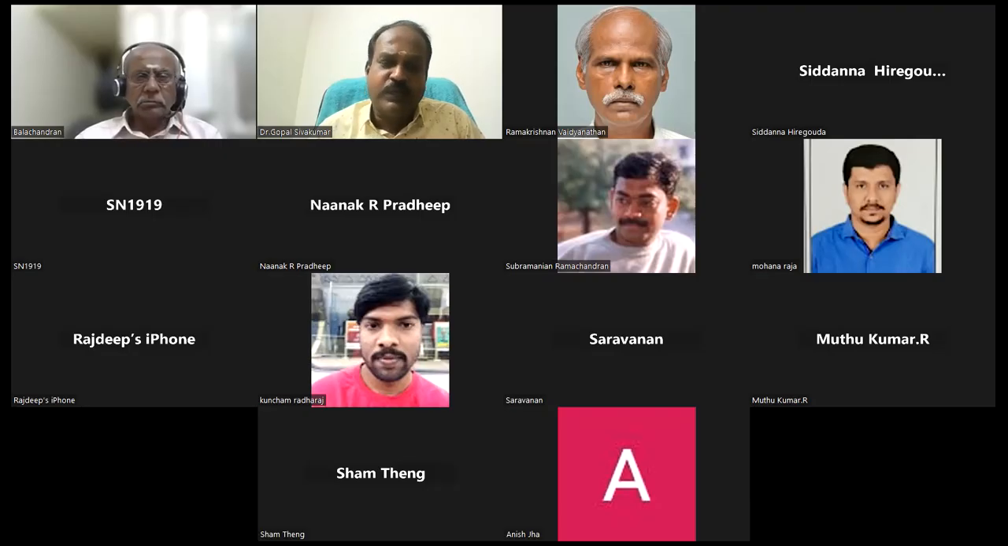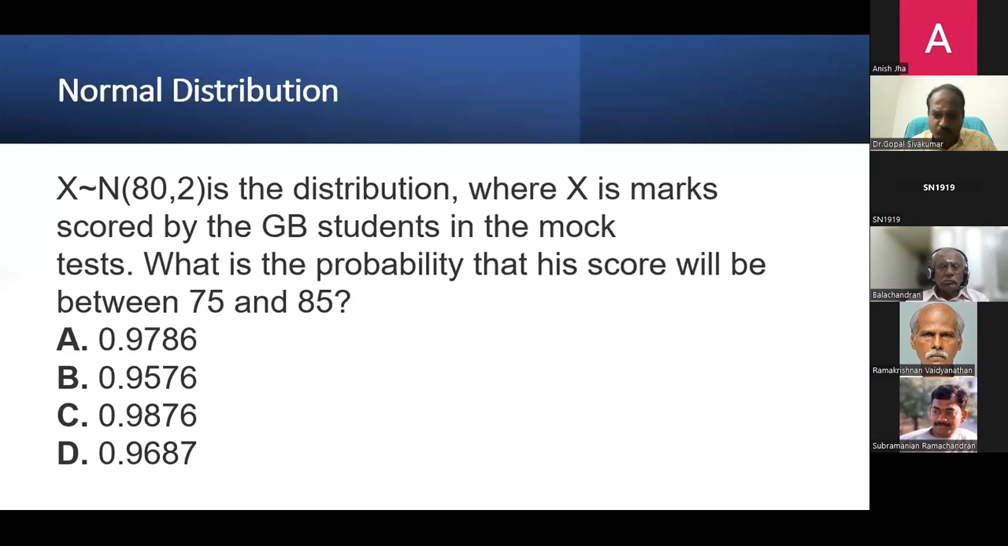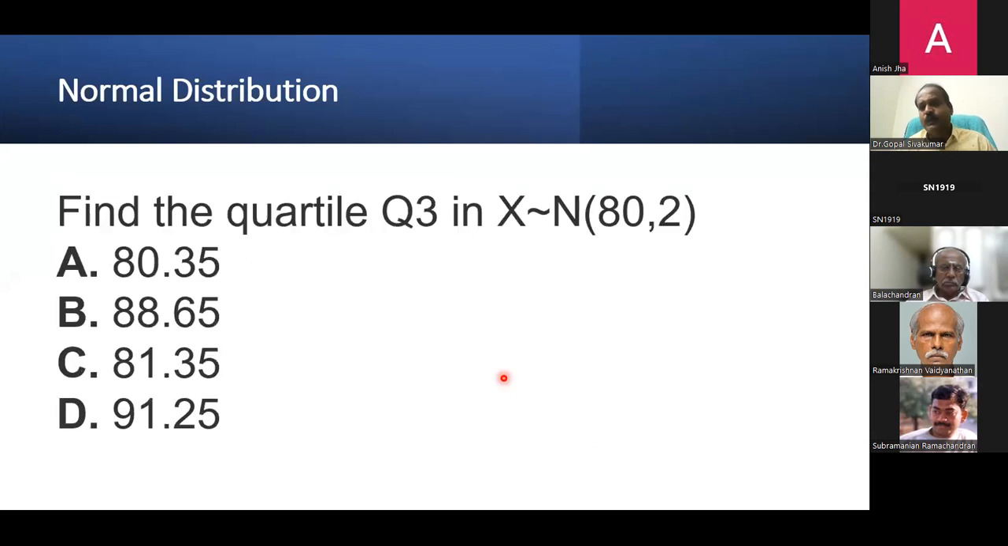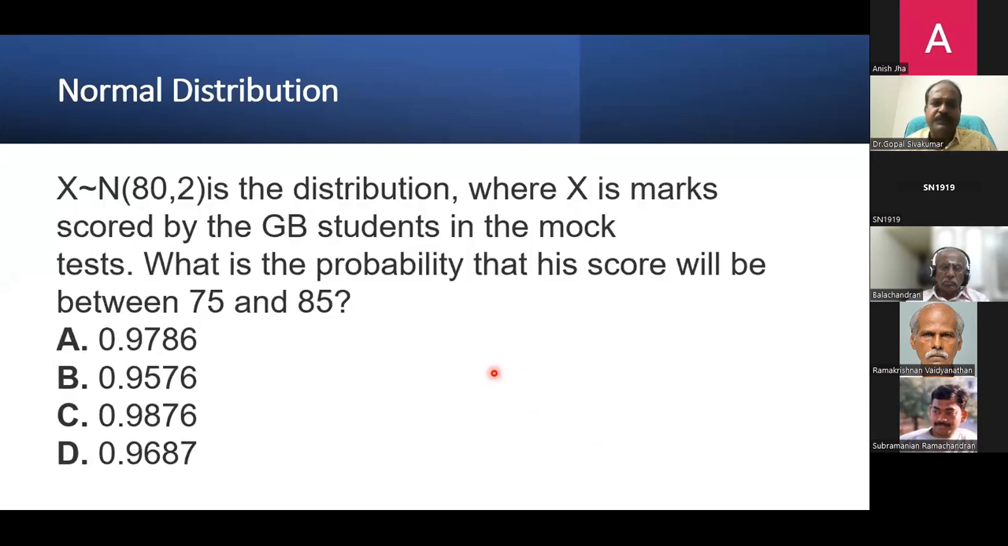Once the mean and standard deviation are known, you can find out the probability of any event. In order to calculate the probability, you always need two values. You can't find out the probability for a single value. Always you should give two limits. Between 75 and 85, yes, you can find out.